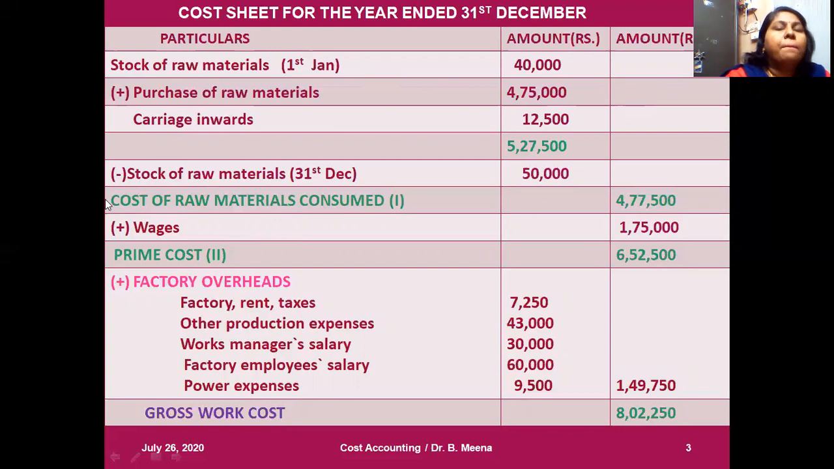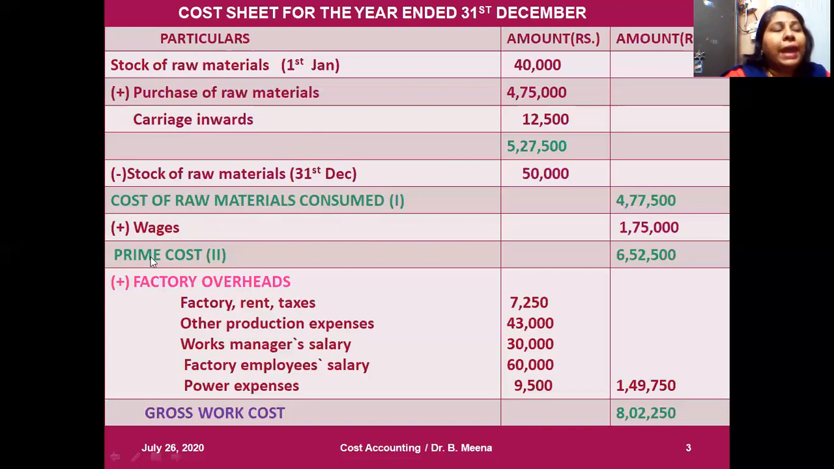What is the first calculation to be made in preparing the cost sheet? Cost of raw materials consumed. So I should consider opening stock of raw materials 40,000 plus purchase of raw materials 4,75,000 plus the expense incurred while the company purchased the raw materials. Only one expense was given, so carriage inwards 12,500. If we add these three items, we get 5,27,500. Then I should deduct the closing stock of raw materials. In this part of the calculation, only the things related to raw materials are considered: opening stock, purchase, expenses on purchase, and minus closing stock of raw materials. These are the things considered to know the cost of raw materials consumed, as the first calculation in the cost sheet.